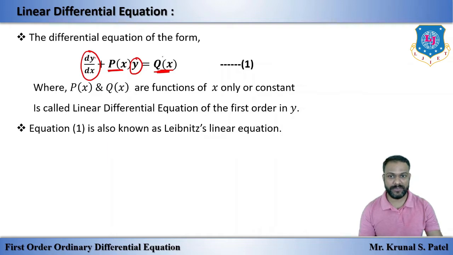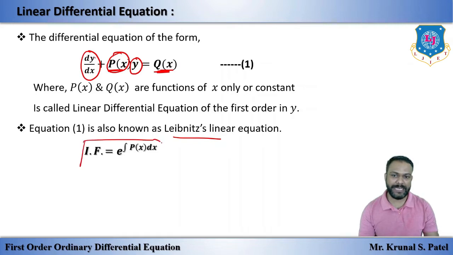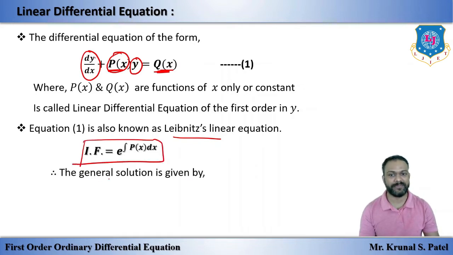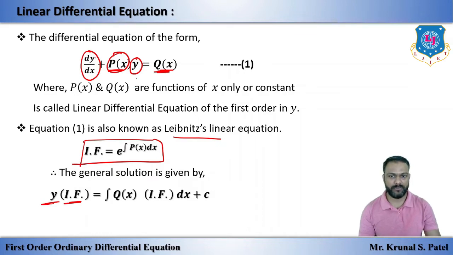Okay, and this equation 1 is also known as the Leibniz linear equation, as I told, and IF is given by e raised to integration p of x dx. After finding this IF, the solution is given by y into IF, y as it is, equals integration of q of x, that means the right hand side, into IF, multiplied with these two, dx with respect to x, integration plus c.